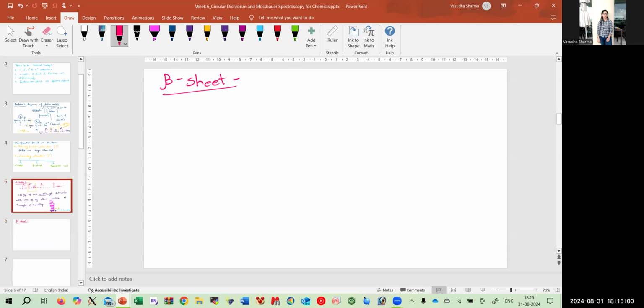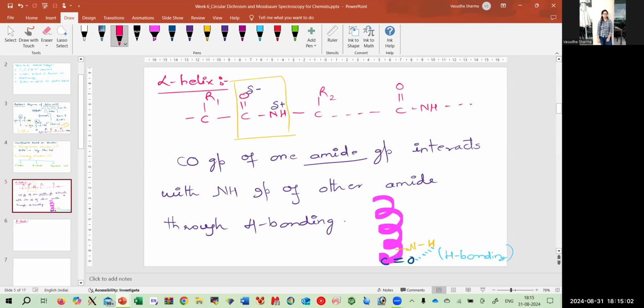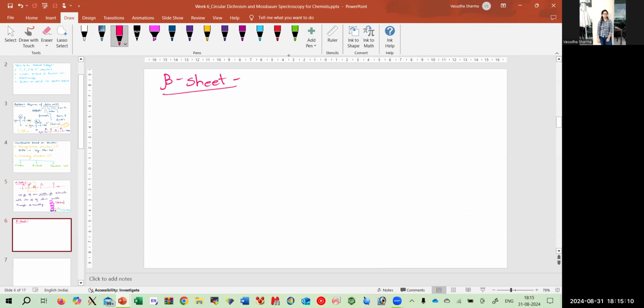So this is basically intramolecular, where within the system it is happening. So in the same system it is happening, whereas beta sheet, it would happen between the different chains. So here, different chains interactions, we observe chains interaction.